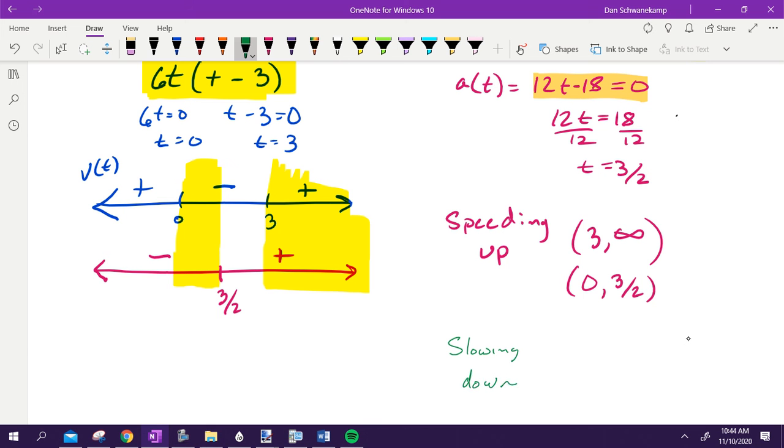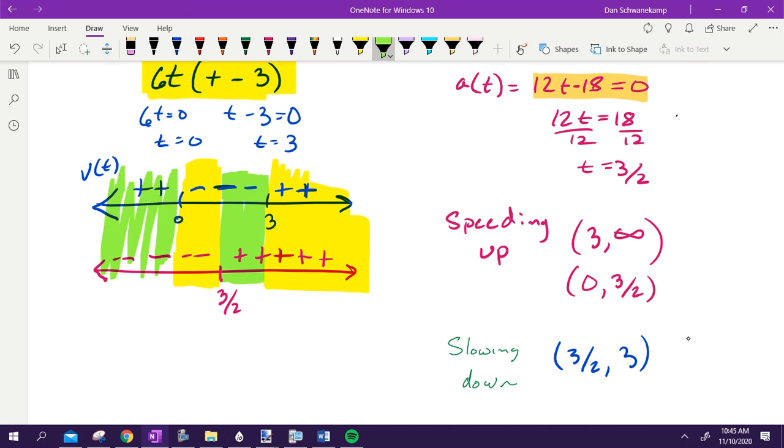So obviously slowing down is going to be the other intervals, like between 3 halves and 3, because this one up here is negative and this one down here is positive. When you have different signs, then you're slowing down. It might have been better for me to put a whole bunch of plus signs there and a whole bunch of minus signs here and a whole bunch of plus signs here so you can kind of see that change. So right there, they're both different signs. So we're slowing down between 3 halves and 3, and I'm also slowing down when I'm less than 0 because the signs are different.